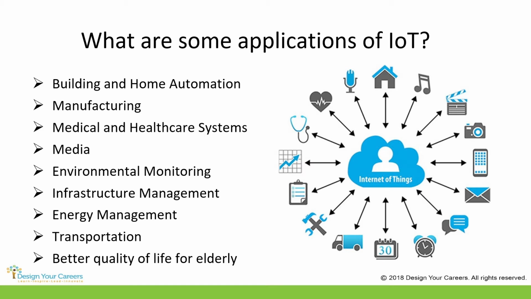You may ask, what are the applications of IoT in the real world? Well, IoT is very versatile. It can be used in automation of buildings and homes, manufacturing. It can even range up to healthcare systems and medical in the modern era. Media and environmental monitoring also use IoT.